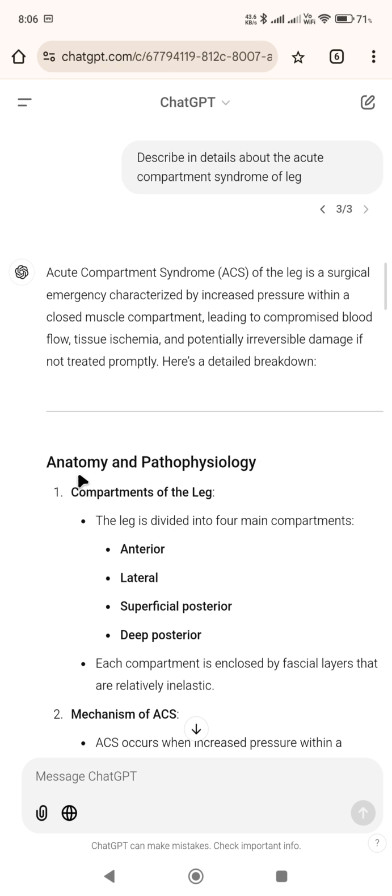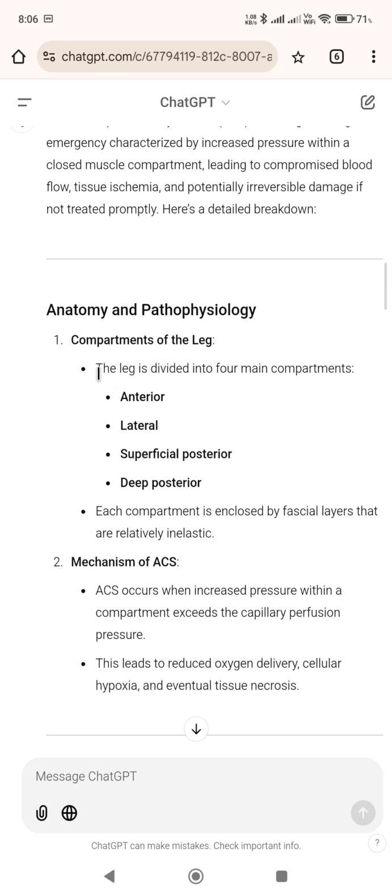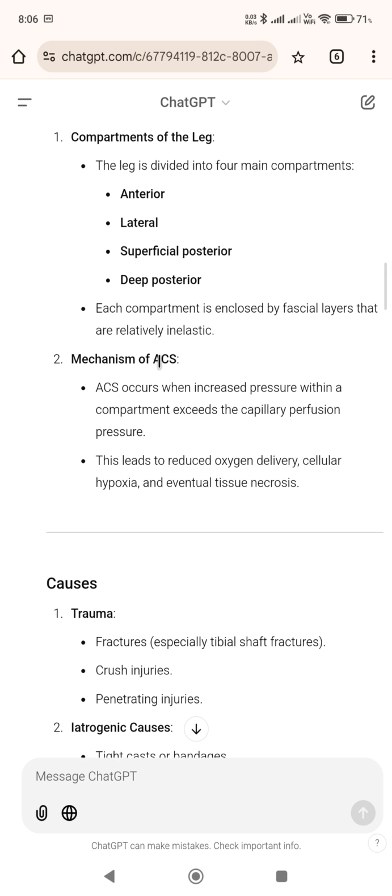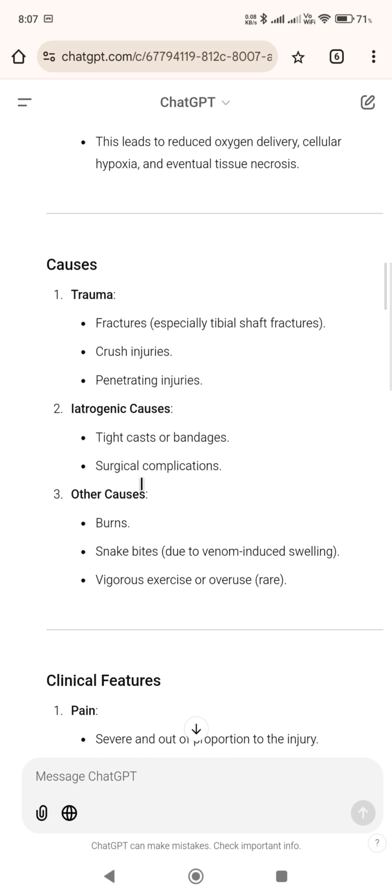Anatomy and Pathophysiology. 1. Compartments of the leg. The leg is divided into four main compartments: anterior, lateral, superficial posterior, deep posterior. Each compartment is enclosed by fascial layers that are relatively inelastic. 2. Mechanism of ACS. ACS occurs when increased pressure within a compartment exceeds the capillary perfusion pressure. This leads to reduced oxygen delivery, cellular hypoxia, and eventual tissue necrosis.